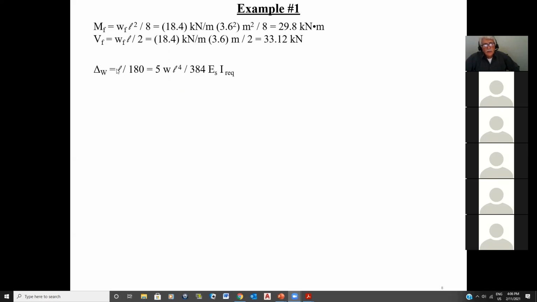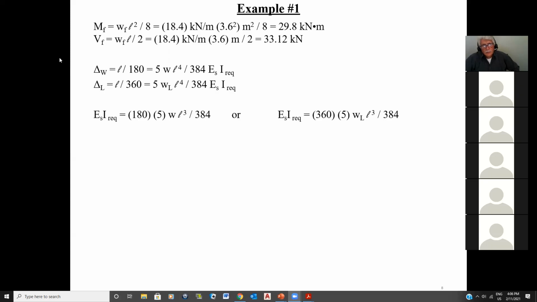I take a deflection of L over 180. And then for the live load, I take a deflection of L over 360, okay? And of course, I can tell you right now that this is the one that's going to govern because the dead load does not exceed the live load. But I'd rather you guys do both so you can get into the habit.